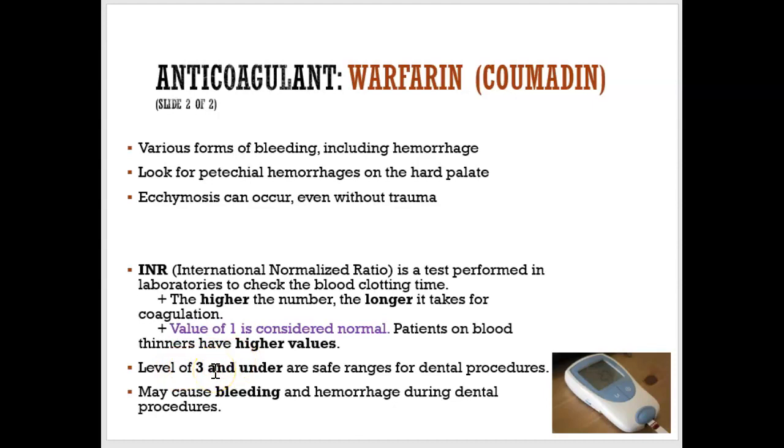And how do we know? Well, we ask them. We know they're taking warfarin, so we need to ask them what their INR number is. And most of the time they know this, because they can even test themselves at home. There are kits that they can use at home, and it just looks like a diabetic kit, right? But it's actually used to check their INR numbers. So this is 2.7. 2.7 is safe. We can treat them. So any number under 3, we can treat them.